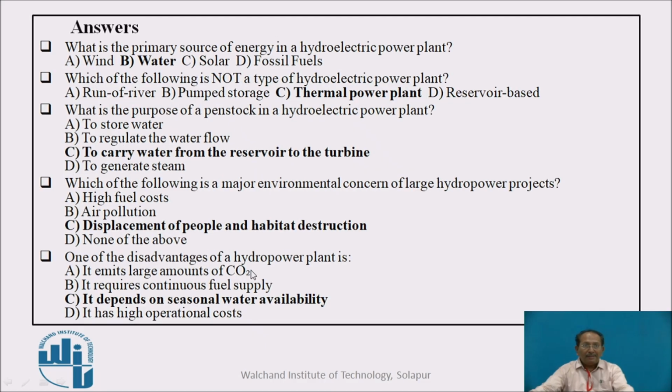So after this, these are the answers. The primary source is water. The thermal power plant is not a hydroelectric power plant. To carry water from the reservoir to the turbine, this is the work of the penstock. Then the major concern is displacement of people and habitat destruction. And finally, the disadvantage is that it depends on the seasonal water availability.